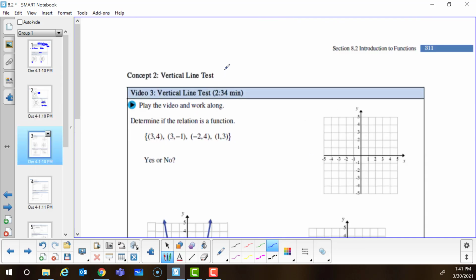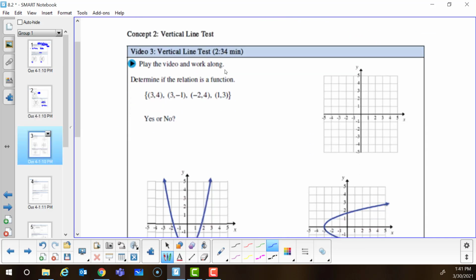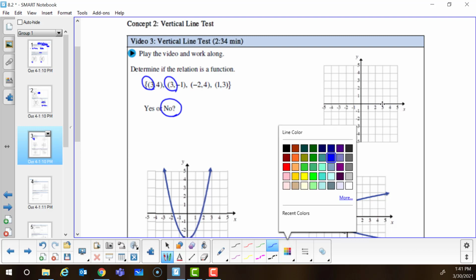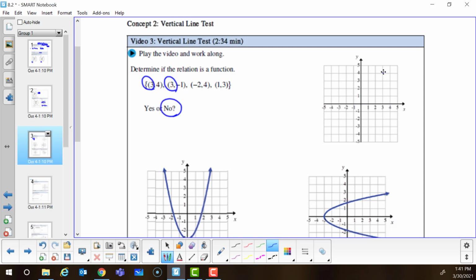Okay, another way to tell functions, we're going to learn about a vertical line test. So here we've got 3, 4, 3, negative 1, negative 2, 4, 1, 3. I've got repeating 3s, so no, that's not a function. Let's look and see what that looks like. 3 and up 4 would be up here. 3 and negative 1 would be here. Negative 2 and 4 would be over here. And 1, 3 would be here.